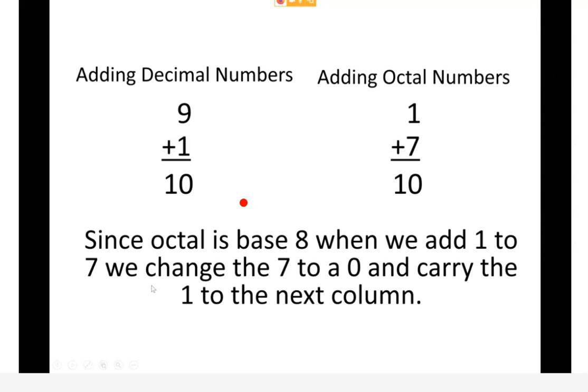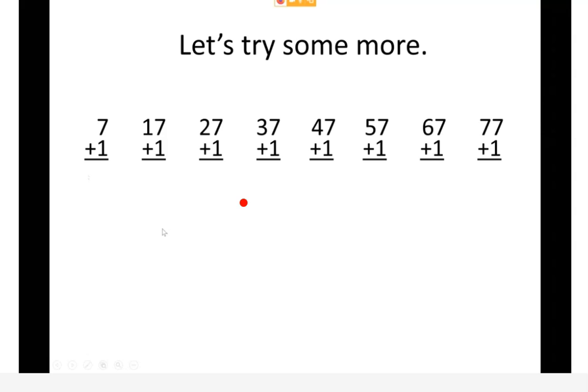Since octal is base 8, when we add 1 to 7, we change the 7 to a 0 and carry the 1 to the next column, just like we did over here. So 7 plus 1 is 10. 17 plus 1, any guesses? Take 7, change it to a 0, and carry 1 over. It's 20, 30, 40, 50, and if you guessed the last one at 100, pat yourself on the back, right? Fun stuff.